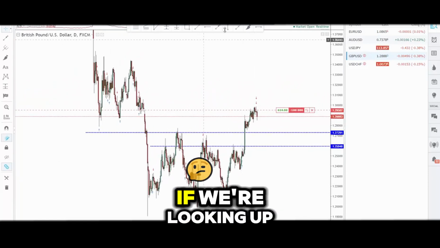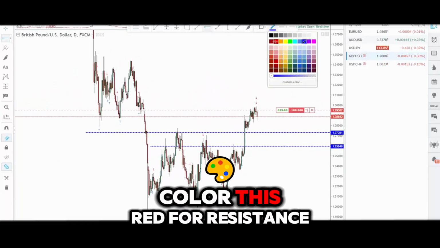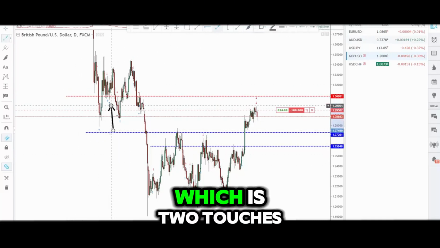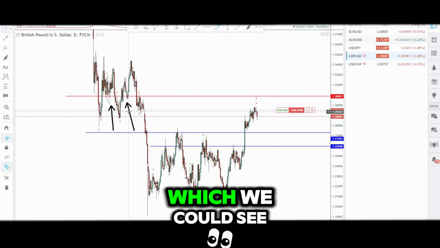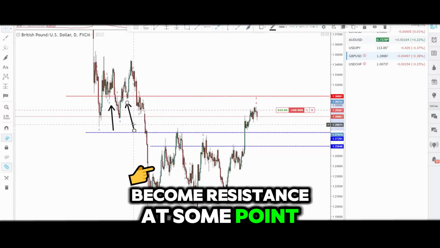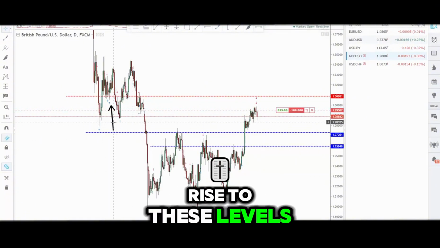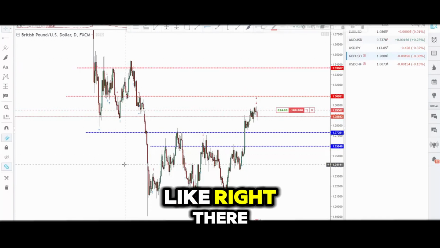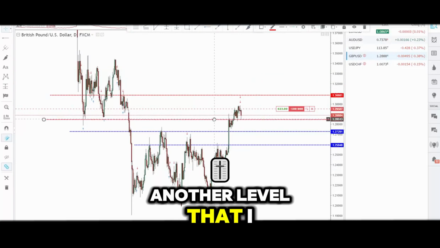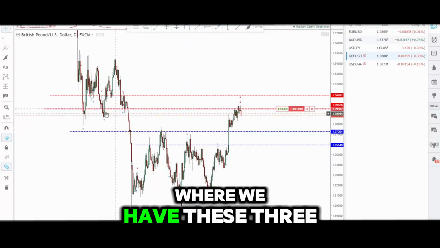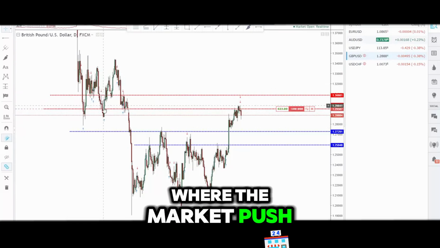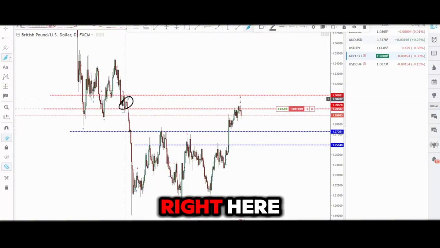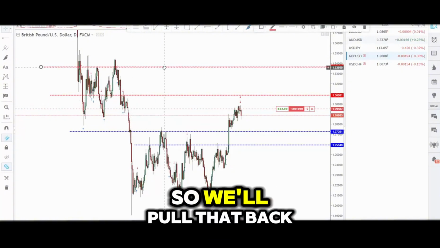And as for resistance, if we're looking up, I'll color this red for resistance, you can see that we have a sore thumb area here, which is 2 touches, as support, which we could see become resistance at some point if the market does rise to these levels. And our second level of resistance is looking somewhere like right there. And of course, guys, another level that I was paying attention to is right in here where we have these 3 different areas where the market pushed down below, pushed back above, and consolidated a bit through here. But since the market's right here, I wanted to give you guys the other levels as well. So we'll pull that back up here.